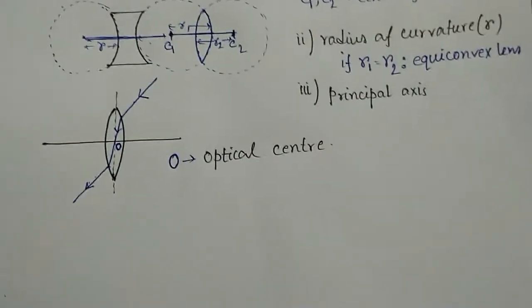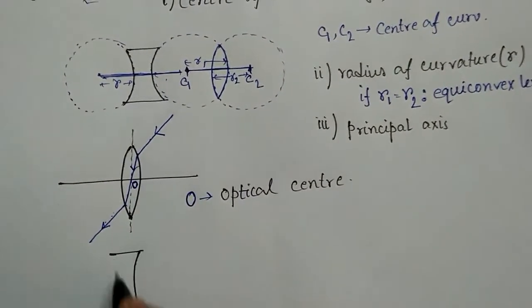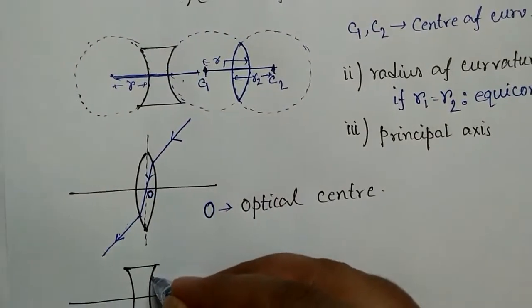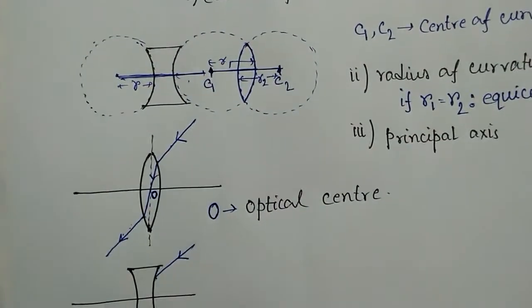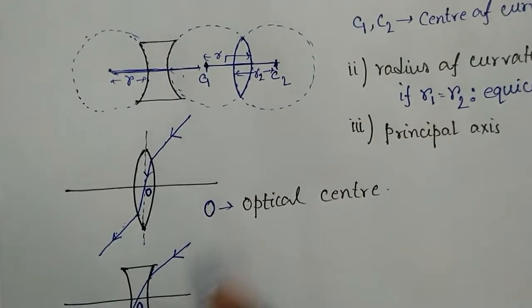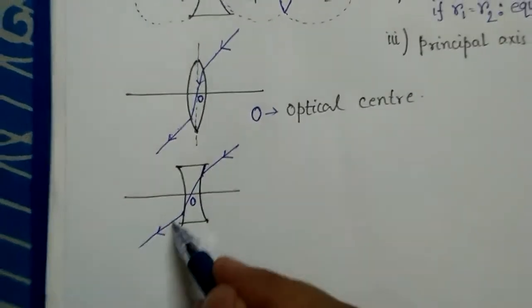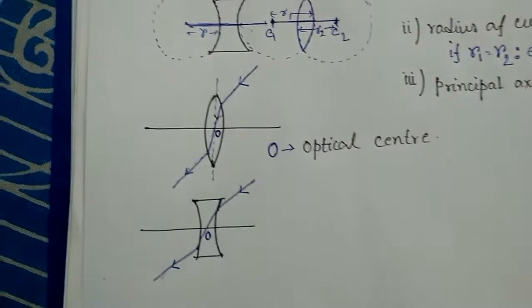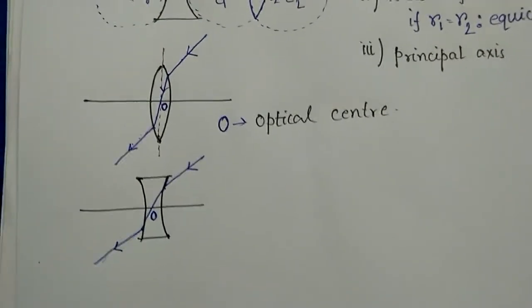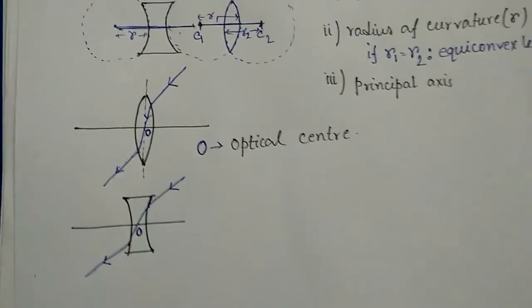I am drawing the same for a concave lens too. A ray of light is incident on it and it is passing through here. Now this point will be known as the optical center. Keep one thing in mind, this ray and this ray should be parallel. Is it okay? So this is the optical center.